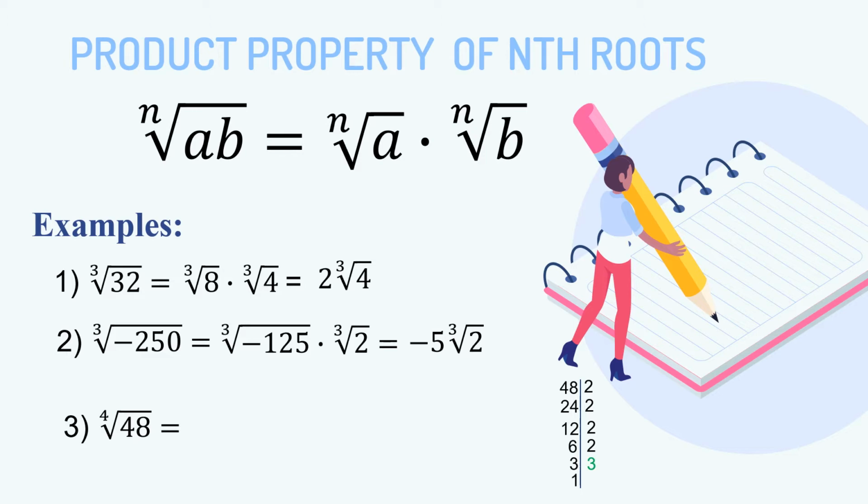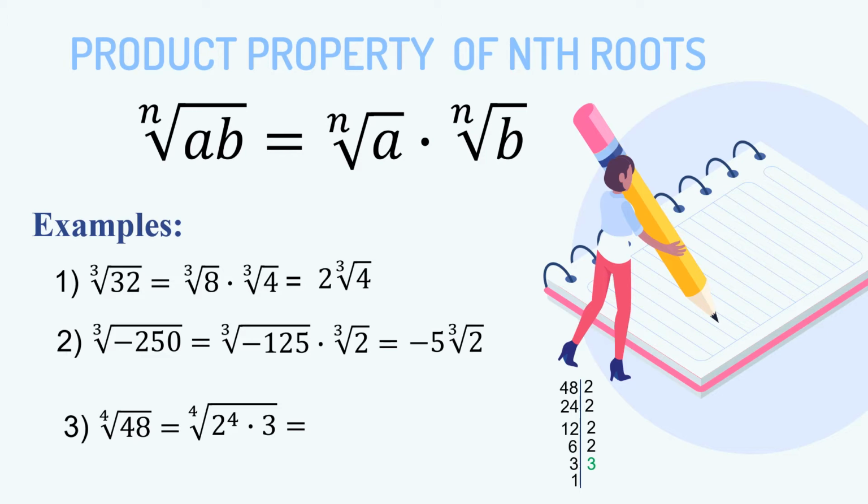So 48, expressed as a product of prime factors, is equal to 2 to the 4th power times 3, because we count the number of times that 2 appears, which is 4. So we can use this principle in the fourth root of 48, and this will be equal to the fourth root of 2 to the 4th power times 3. Why 2 to the 4th power?